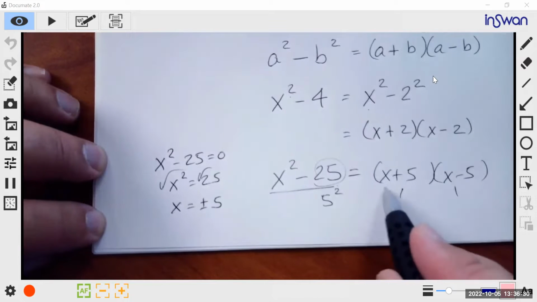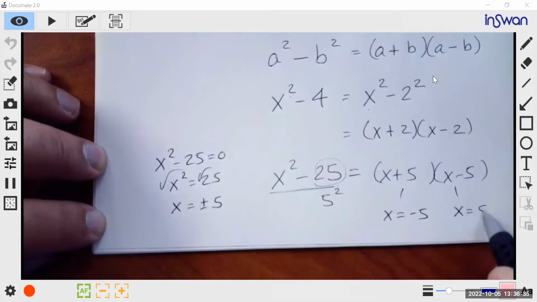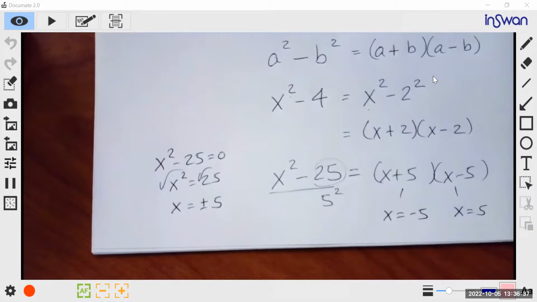Or we could do it this way. We can factor them out. x equals negative 5 and x equals positive 5. So it'll give us the same answers. It'll just write it 2 different ways.